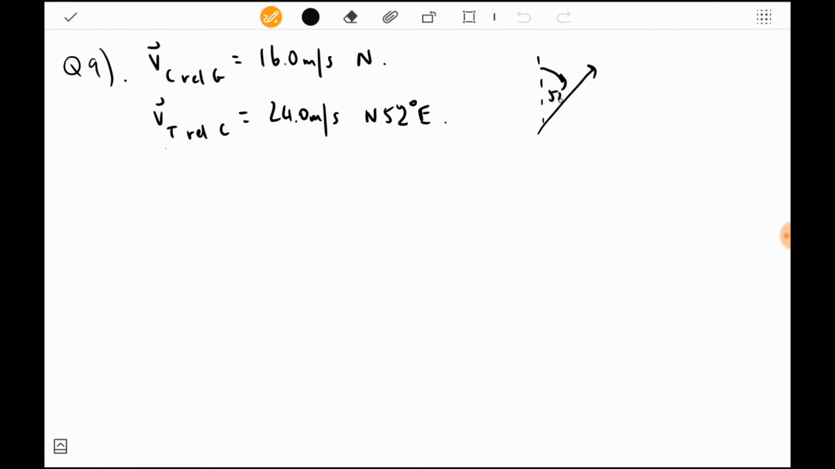So it would be there where this angle here is 52 degrees, and then that would be east. And that's okay, so let me just rub out this little diagram. So we can see here that if we want to find the velocity of the truck relative to the ground, we can sum vectorially the velocity of the truck relative to the car, and then the velocity of the car relative to the ground. In the same way as last time, to find the velocity of the boat relative to the shore, we summed the velocities of the boat relative to the water and the water relative to the shore. It's the exact same principle as we did last time.